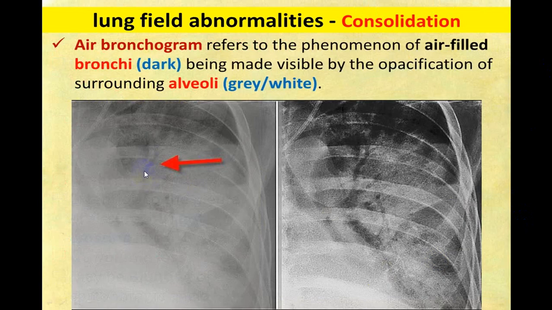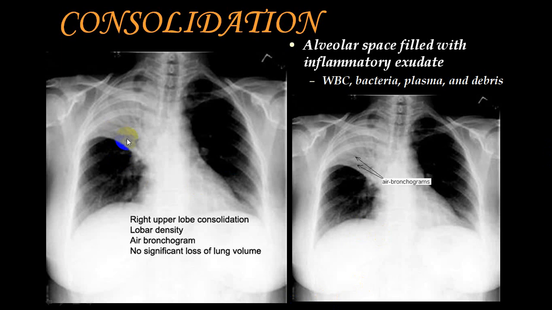Again you can see an air bronchogram very clearly. So that is in favor of a consolidation. Again you can see a very clear air bronchogram. So if you see a shadow, no shift of trachea, no shift of diaphragm, hilum, mediastinum, and no decrease in the lung volume with air bronchogram, in favor of consolidation.